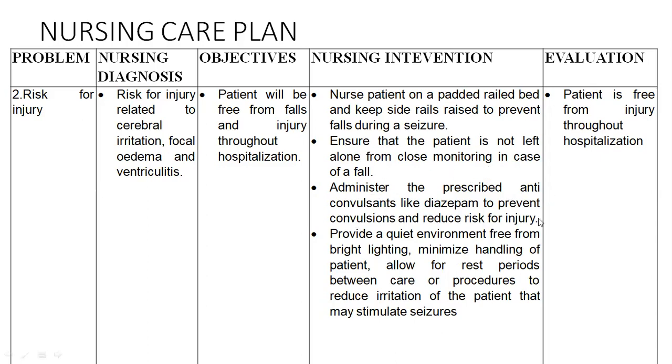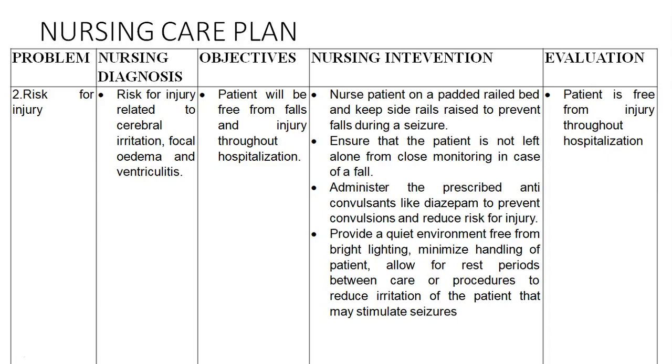Then we need to administer prescribed anticonvulsants. This can be diazepam to prevent convulsion and reduce the risk for injury. We need to provide a quiet environment that is free from bright lights, and we need to minimize handling the patient so that we can allow for periods of rest between care or procedures. All these measures will help to reduce irritation of the patient that may stimulate seizures.